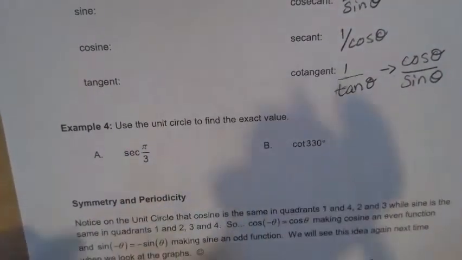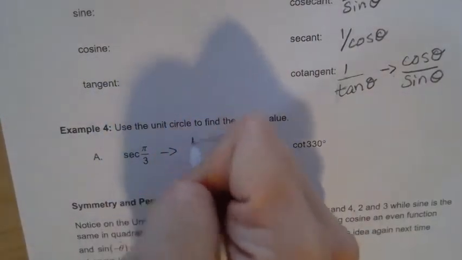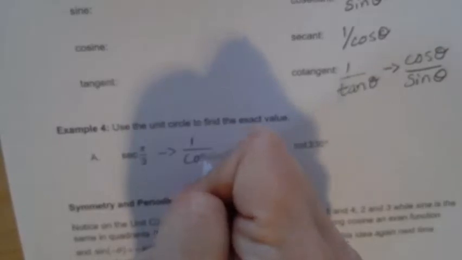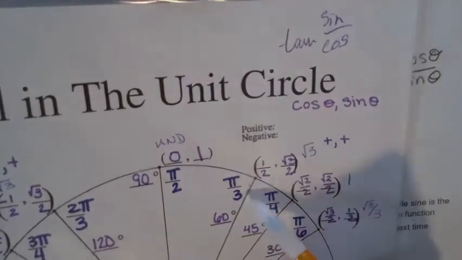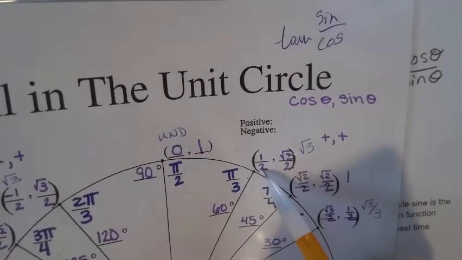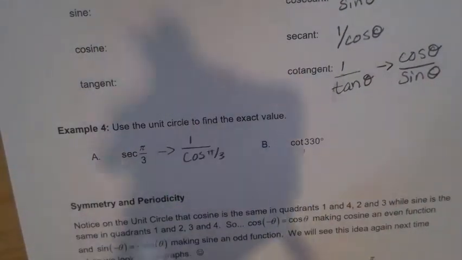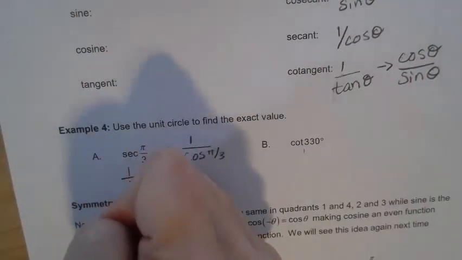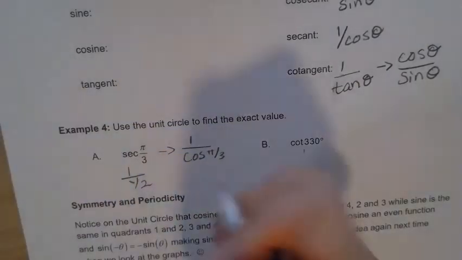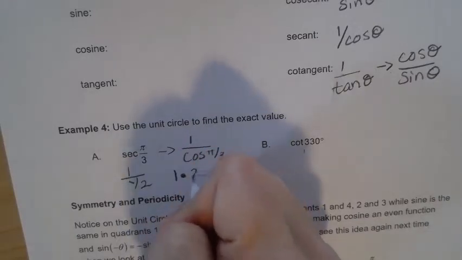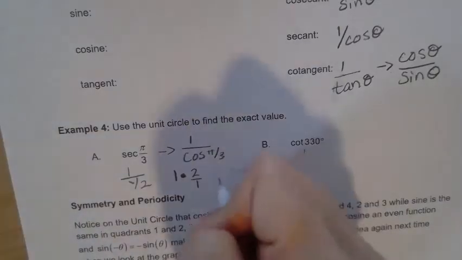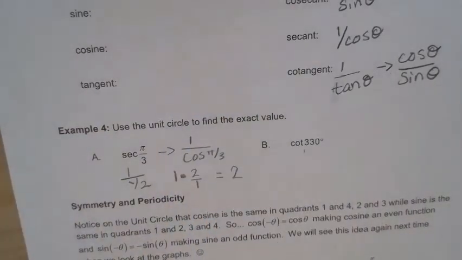Secant pi over 3. Secant is the same thing as 1 over cosine. So this is 1 over cosine pi over 3. Then on your unit circle, I want you to find cosine pi over 3. Cosine's the first part of the coordinate, so that's 1/2. So now we have 1 over 1/2. When you have a numerator divided by a fraction, it's the same thing as multiplying by the reciprocal. So our answer is 2.